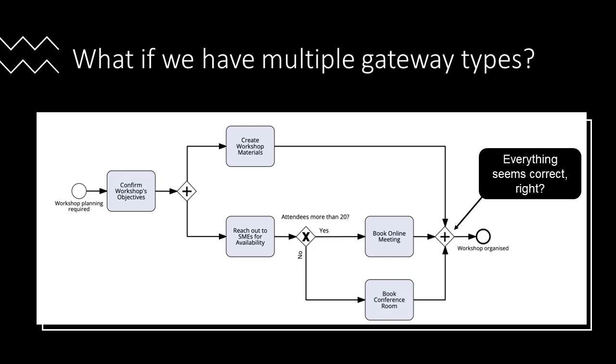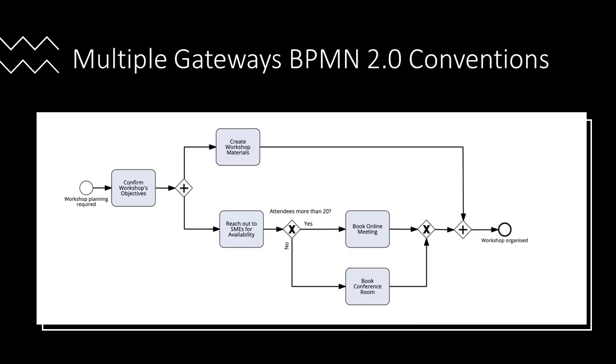As we've learned in our previous videos, each opening gateway should be closed by the same gateway type. In this example, we have opening parallel and opening exclusive gateways, which means we should have closing gateways for each type. And this is the correct way to represent that. First, we are closing the exclusive gateway, and only then we are closing the parallel gateway.